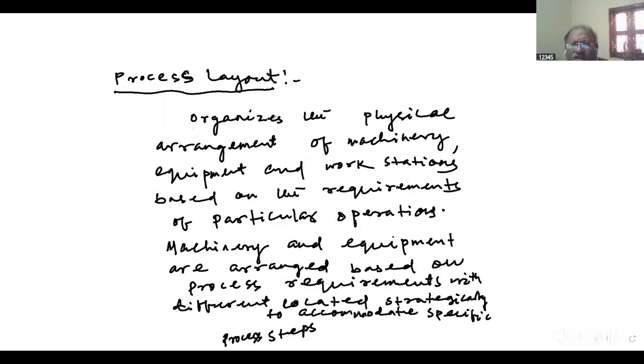So you see, it organizes the physical arrangement of machinery, equipment, and workstations based on the requirement of a particular operation. As I told you, suppose, for example, a fabrication unit, where steel almirahs or other furnitures are being manufactured. Here different types of machines and machineries are required, like drilling machine, cutter machine, welding machine, coloring machine. Am I right or not? These machines are required.